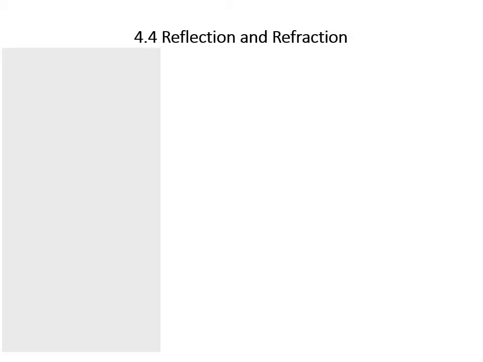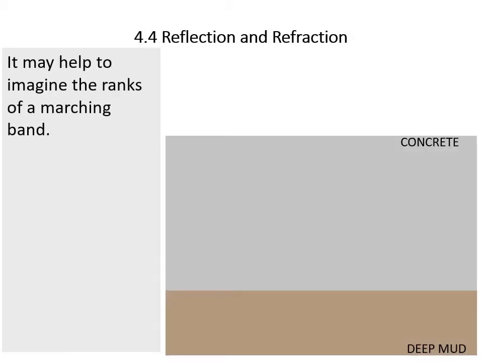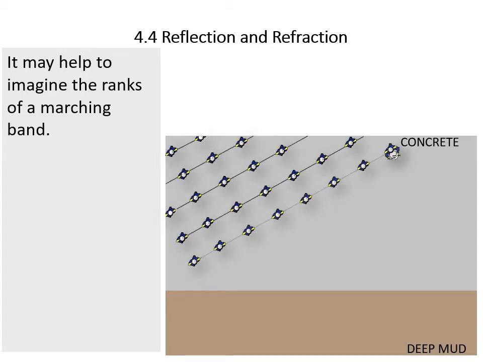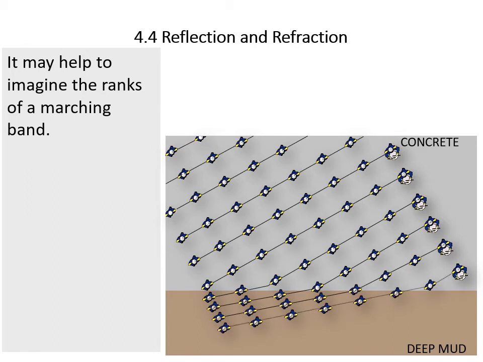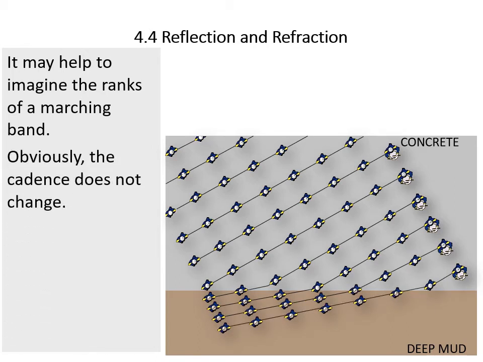So we'll be getting into refraction, and as we do, it might be helpful to think of a metaphor. So imagine we have ranks of a marching band. So we have these people, and they're all lined up, and they're marching forward, playing their instruments, and they're marching across concrete. And then there's a boundary change. They're going from concrete into deep mud. And as they do, you can see how the lines of people get closer together into the deep mud.